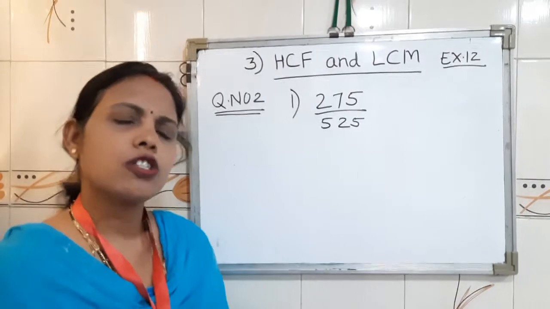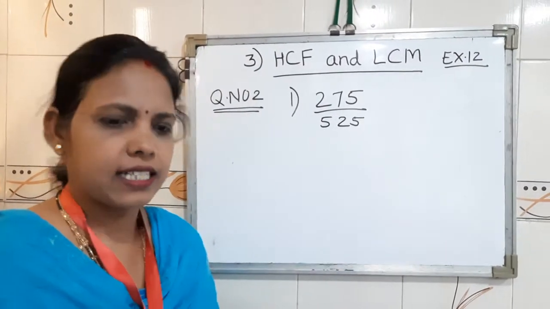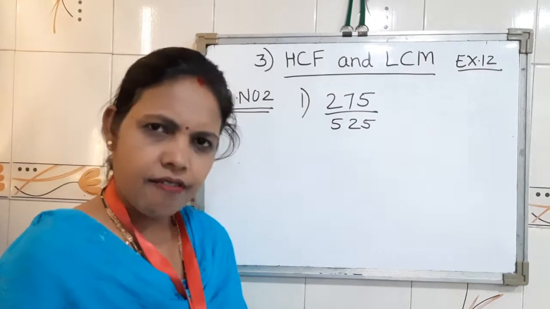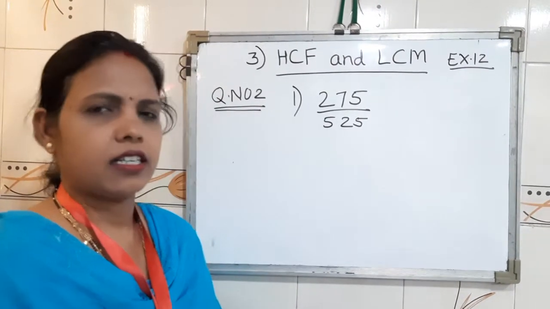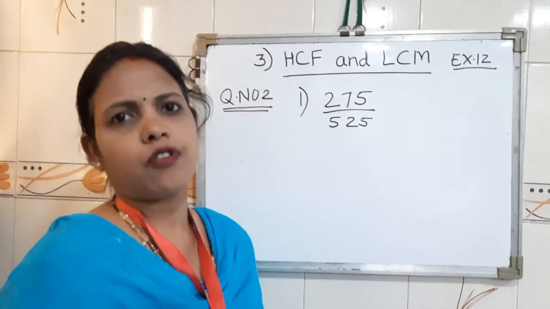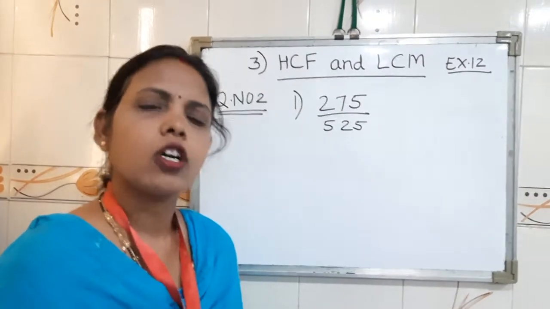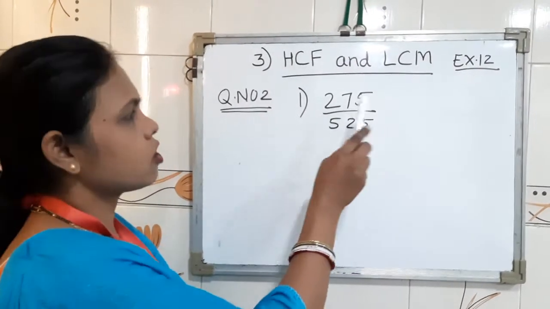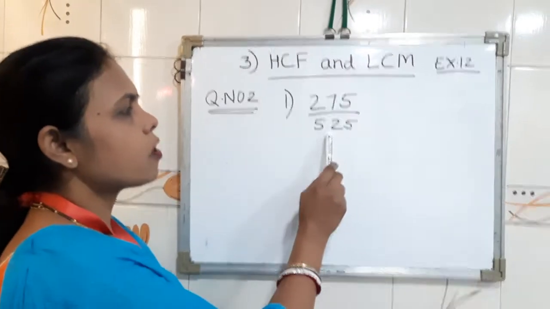Now, what is your question number 2 asking? Find the HCF by the division method and reduce to the simplest form. So children, what will we do? 275, the first question is given: 275 upon 525.